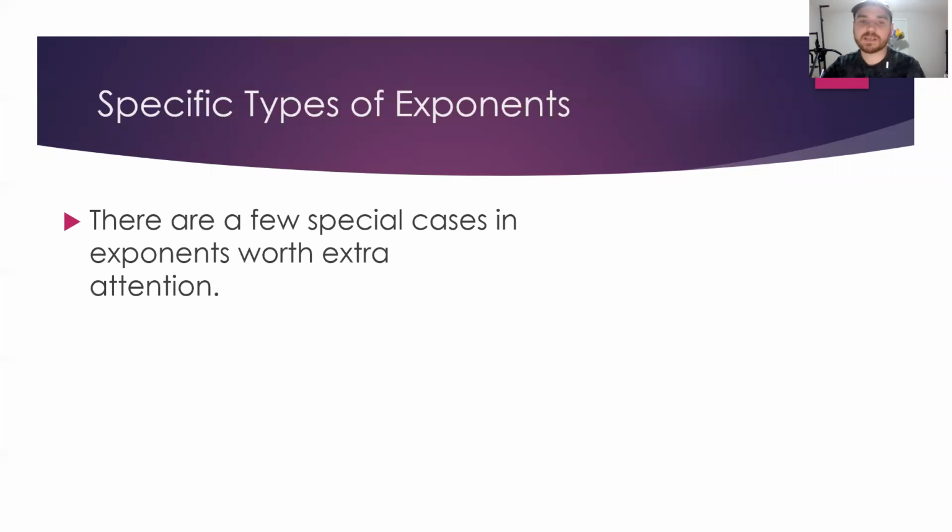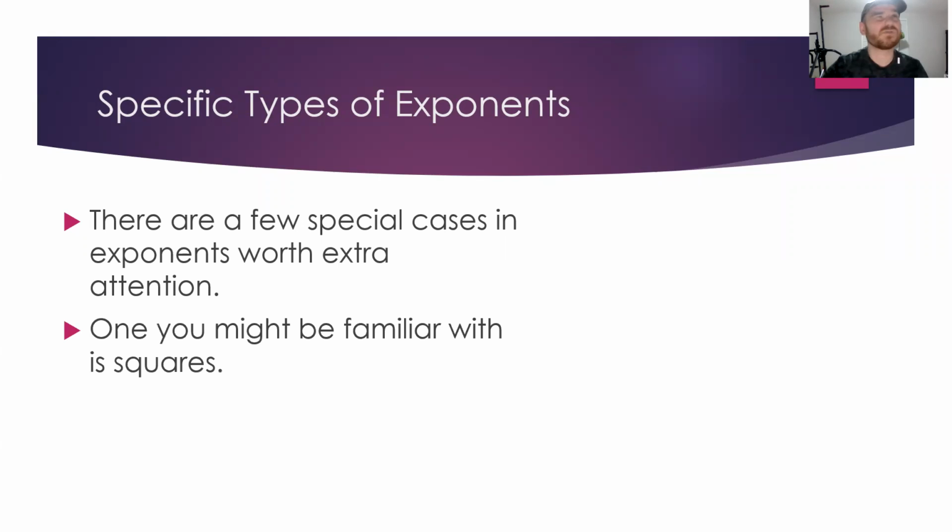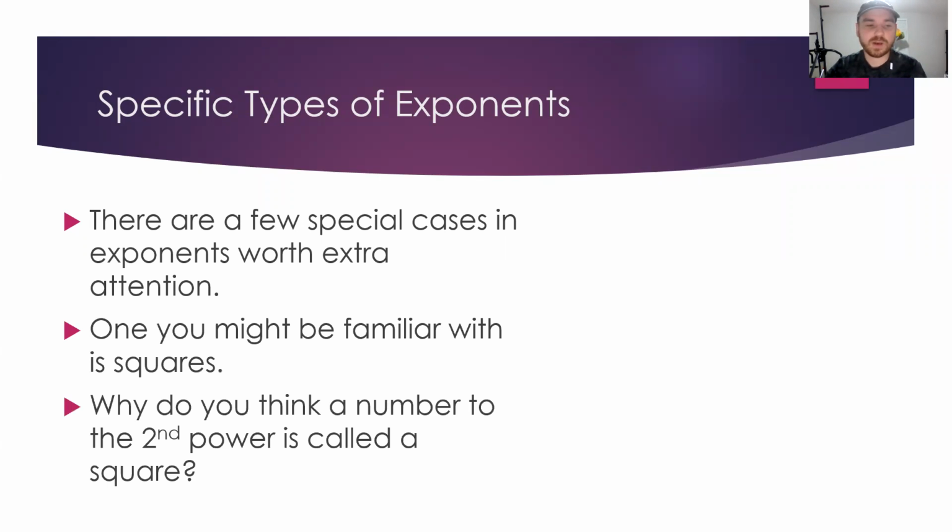So, specific types of exponents. There are a few special cases that are worth our attention. We'll go through, I think there's 4 of them that we're going to talk about. The first one is one you're probably familiar with, that's squares. So that's any number raised to the second power. And we talked a little bit briefly in class about why we call this a square.